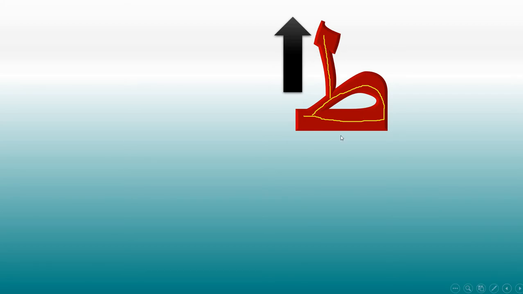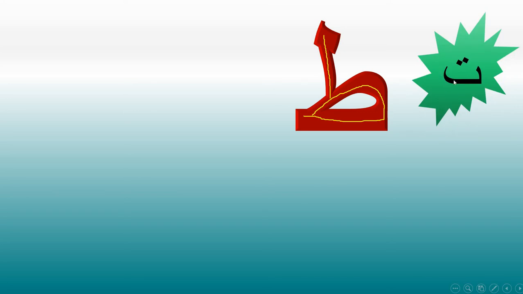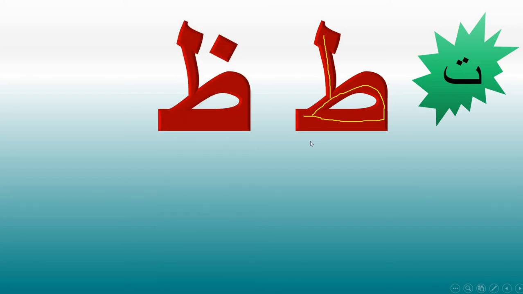Ta in its sound looks like a letter that we learned before, which is Ta. Ta is a light letter. But Ta is a heavy letter. You feel like your mouth and throat are full of air. Next letter is Dha.